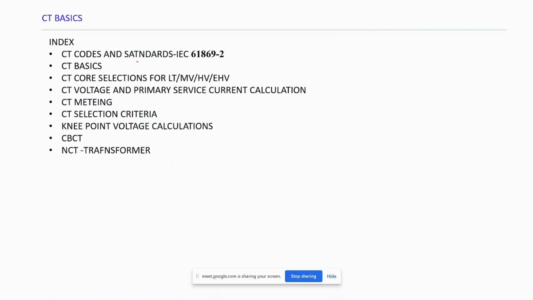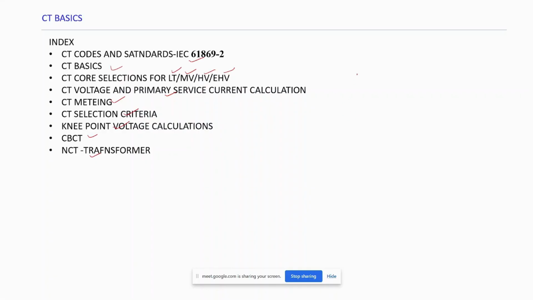These CT codes and standards are as per IEC 61869-2. We are going to discuss CT basics, core selections for LT, MV, HV, and EHV, CT voltage and primary service current calculations, CT metering, CT selection criteria, knee point voltage calculation, CBCT, and NCT.